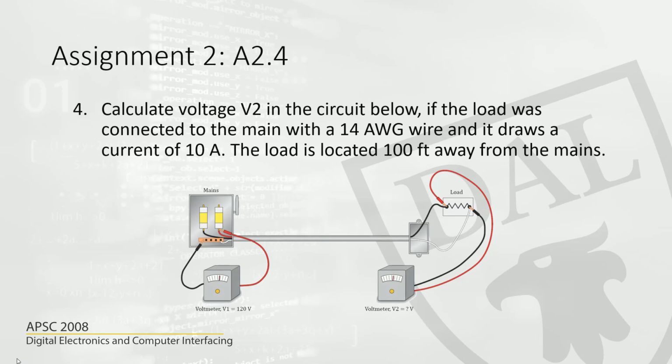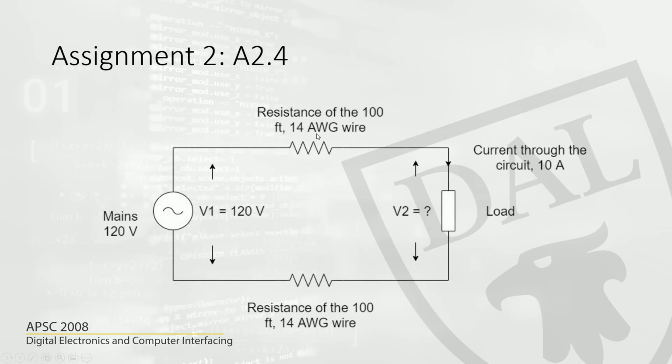So once you have that, and once you have the CMIL of a 14 American wire gauge wire, then what you do is you calculate the resistance, and 10 amperes of current is going to flow through that. So you will multiply and find out the voltage drop here. So voltage drop is V equals IR, right? I is 10 amperes, and R is the resistance, and that is going to be the voltage drop across this wire.